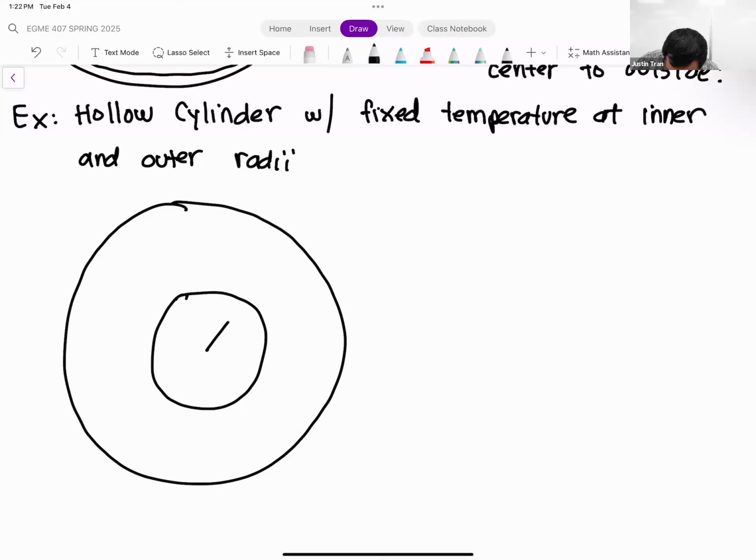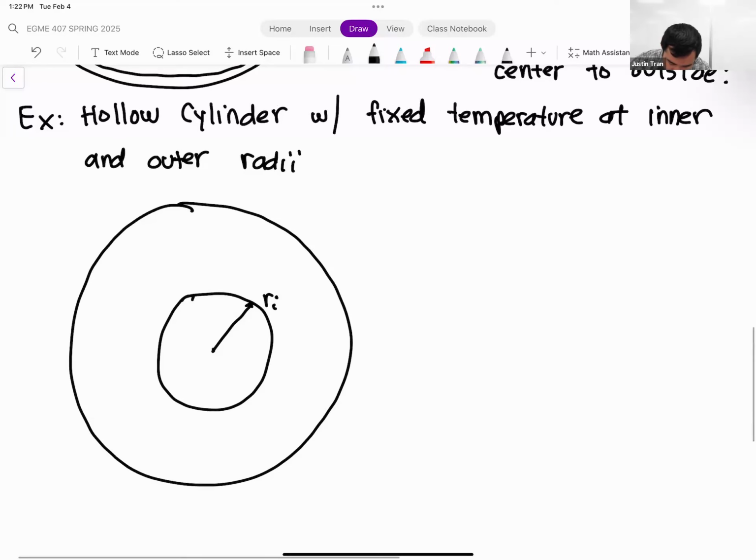The inner radius, we're going to label with the symbol Ri. Ri stands for inner radius. The outer radius is going to be Ro. So we know both those radii, and we know the temperatures at those surfaces too. At the inner radius, we're going to have a fixed temperature of Ti. At the outer radius, we're going to have a fixed temperature of To.